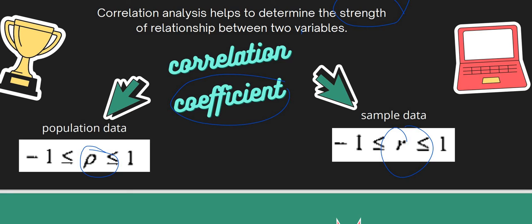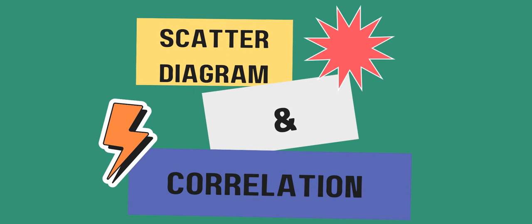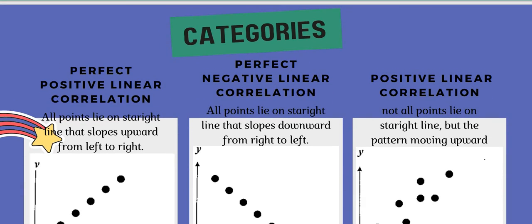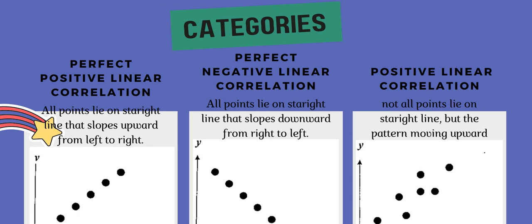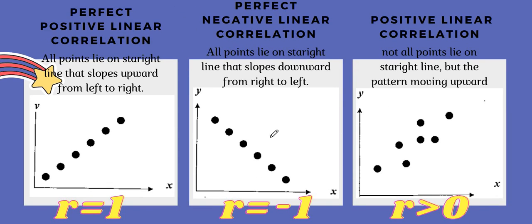Later I will show you in this slide. We want to relate the scatter diagram and the correlation. Okay, class, here we have a few categories, basically 6 categories. The first graph here, we name it a perfect positive linear correlation.